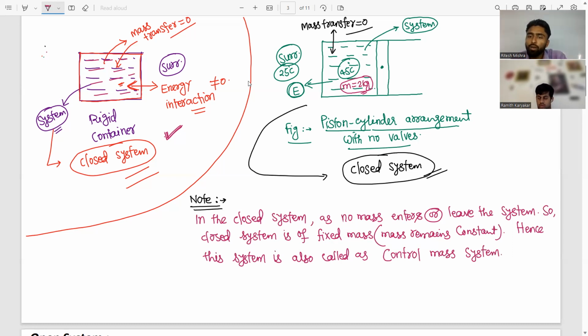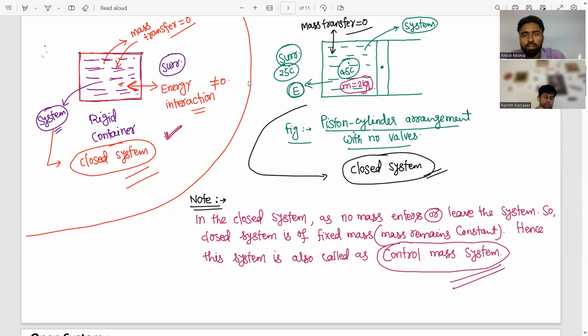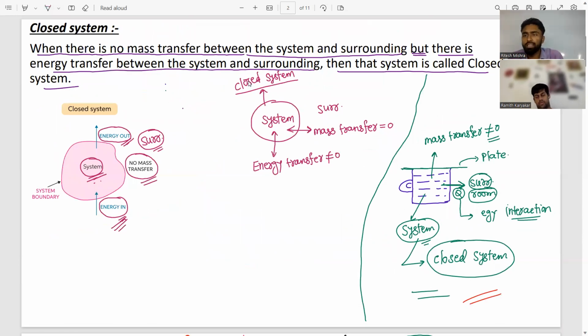Please remember, a closed system is also called control mass. Why? Because mass is fixed here. Mass does not get changed. So this system is called a control mass system. That means mass here is controlled. So I hope you understood all the concepts of the closed system. So this was your closed system.